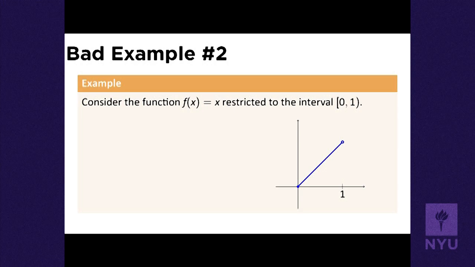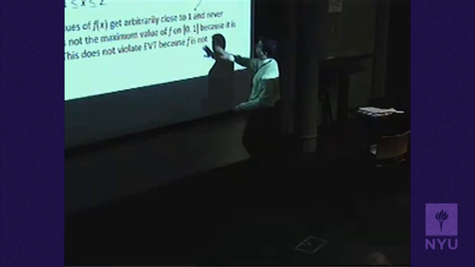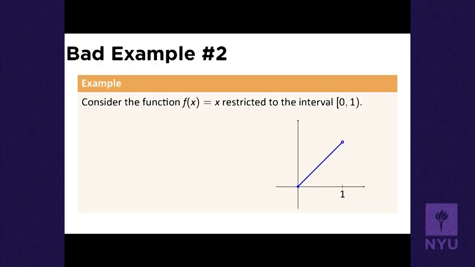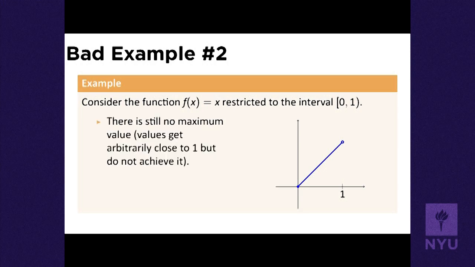Okay. Here's another example. Function f of x equals x, and we restrict to the domain 0 to 1, but the interval is closed at 0 and open at 1. Now, this is pretty much the same diagram as the left-hand side of this diagram, and basically the same problem. The function's values get arbitrarily close to 1, but they do not achieve 1. 1 is the least upper bound of the function values, but it's not the maximum of the function values. There is no maximum value of the function on this interval.